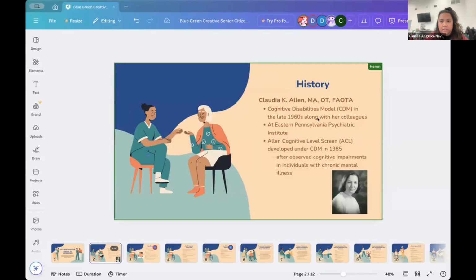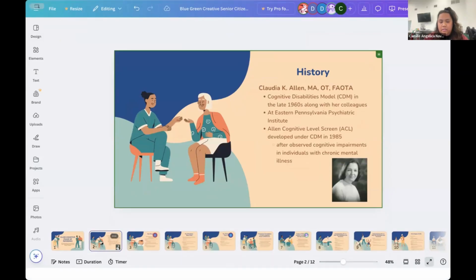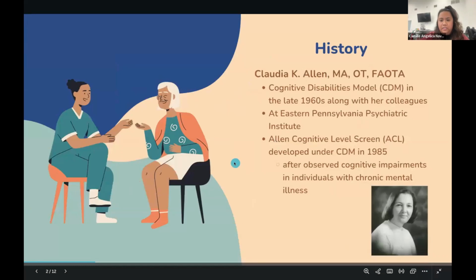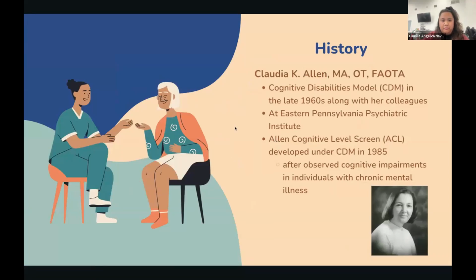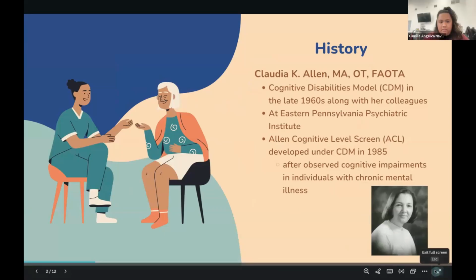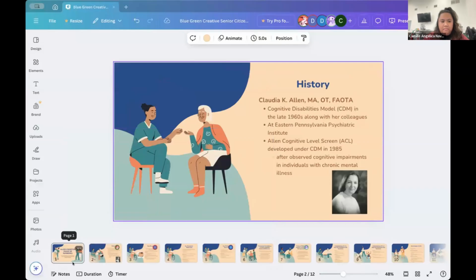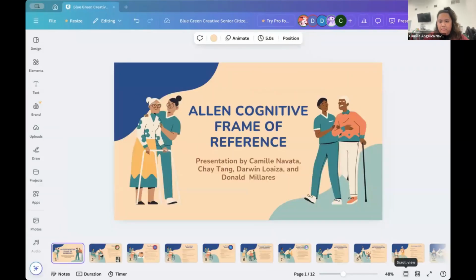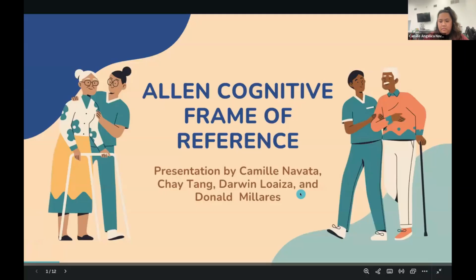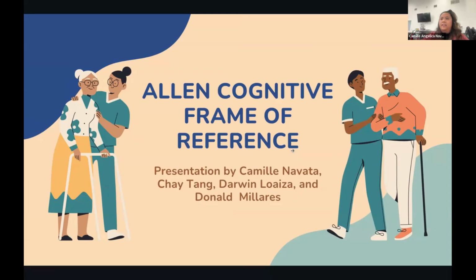Let's see. Am I sharing my screen? Yes, we can see it. Yes. Just can't figure out how to go back to the first page. Oh, okay. All right, everyone.